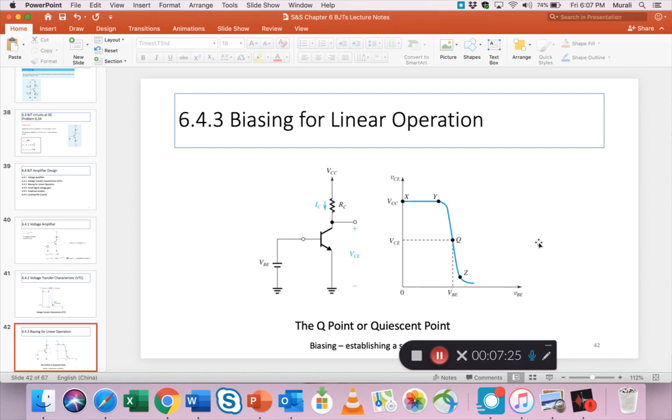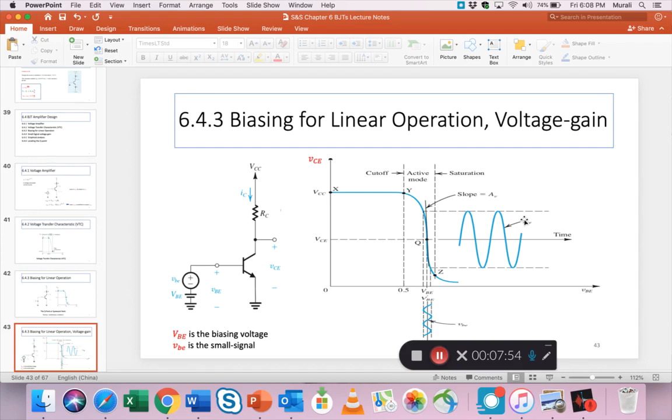Okay, so we see the VTC from the previous slide is shown here, and we see a point Q has been picked in the middle of this active region, and that Q has two coordinates, the x coordinate and the y coordinate. The x coordinate corresponds to the VBE, the input, and the y coordinate is the VCE, which is the output. Okay, so this is a way to visualize the operation of the amplifier.